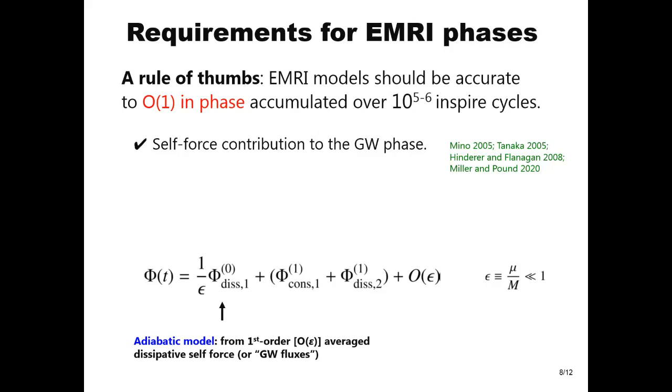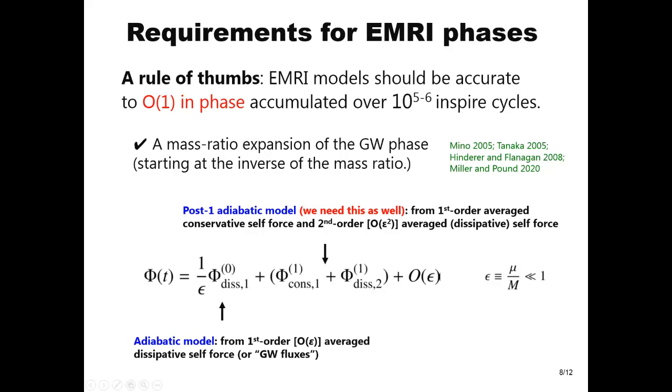However, this adiabatic model is not enough to get the order 1 phase accuracy. In fact, we also need to include the next leading order term in phase. The waveform model that accounts for this next leading order phase term is called the post-1 adiabatic model. And to get the phase at the post-1 adiabatic accuracy, we need not only the first order self-force effects, but also the next leading order second order self-force effects. So this game can be continued in the power of the mass ratio to get the desired accuracy, but typically we only need the adiabatic model and post-1 adiabatic model in practice.